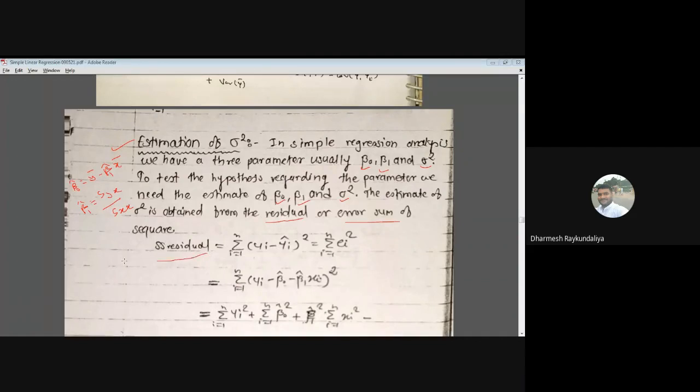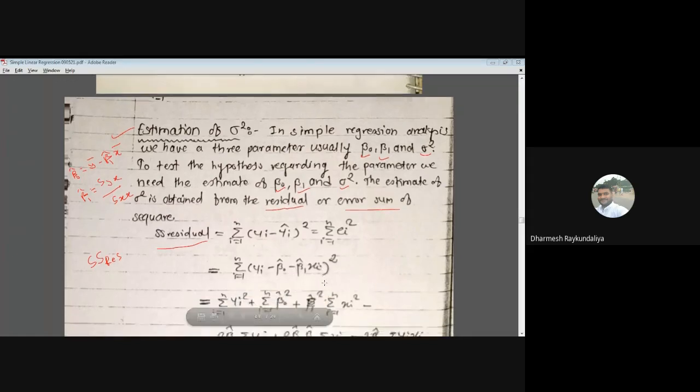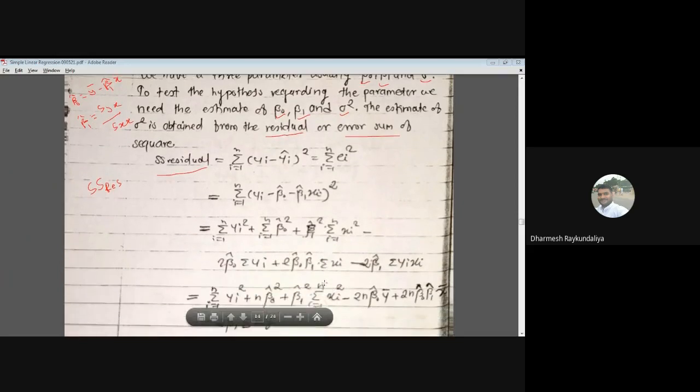So sum of squares due to residuals, sometimes also known as SSRes, is nothing but summation ei square. What is ei? ei is nothing but yi minus yi cap, squared, and you can substitute yi cap as beta 0 cap plus beta 1 cap xi. How will you solve this? It is like A, B, and C, so we use A square plus B square plus C square plus 2AB plus 2BC plus 2CA.